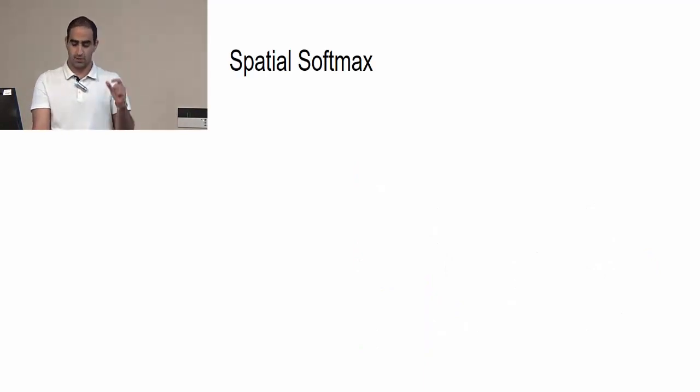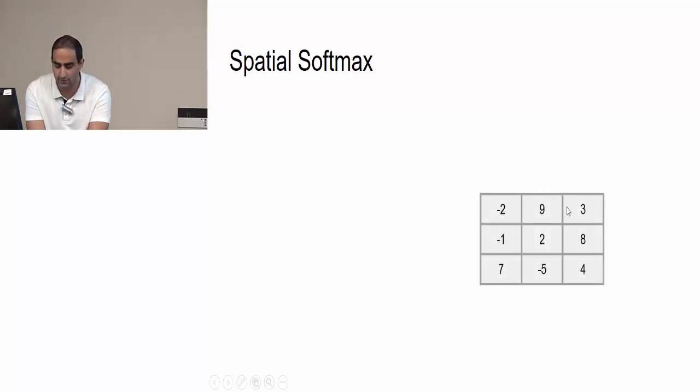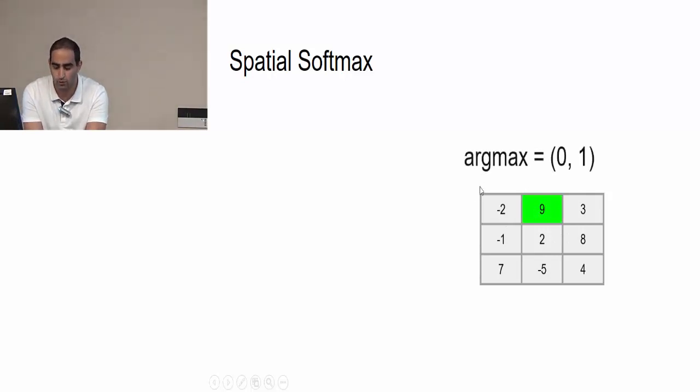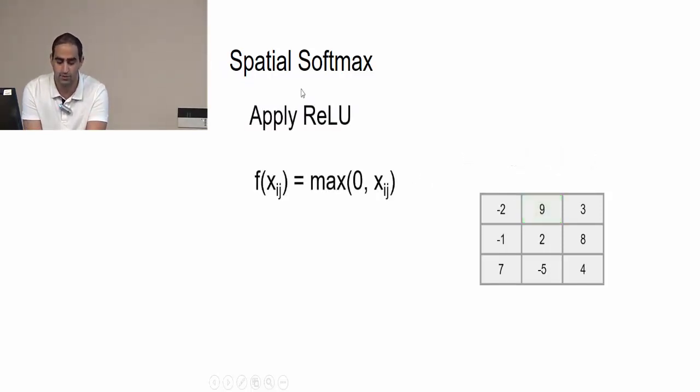Now let's talk about a spatial softmax. There was a layer in the bigger network that was a spatial softmax. If we have this input and we want to know where the maximum is, we can use argmax, and it tells us it's in row 0 and column 1. But argmax is not differentiable, so we cannot use it in layers of our neural network. So instead of doing that, we use a spatial softmax.